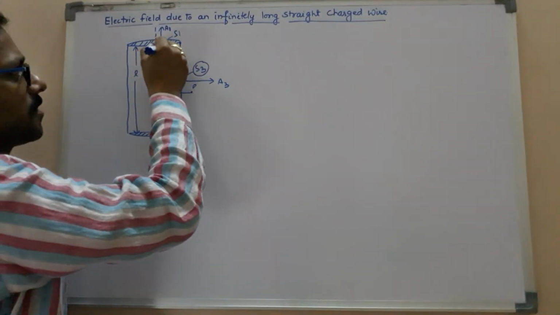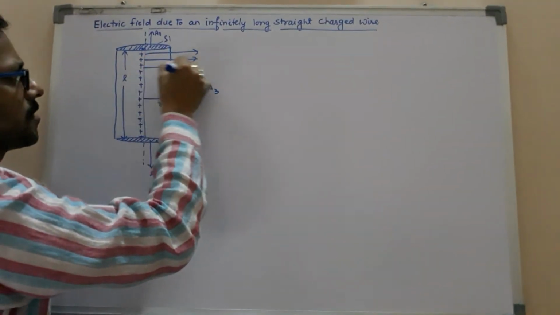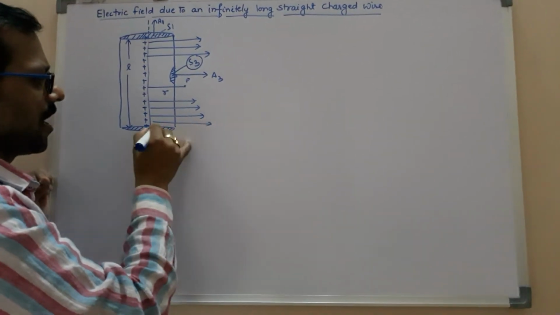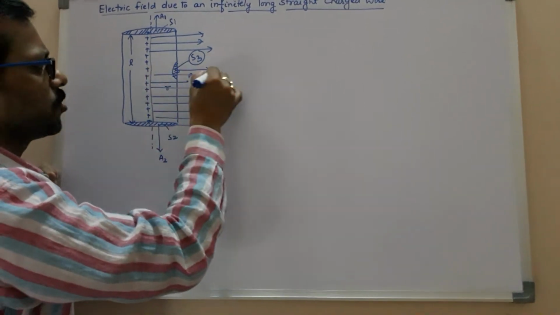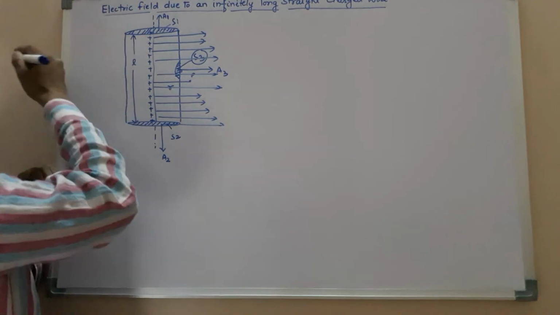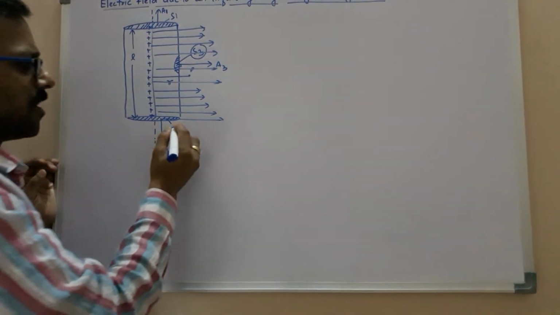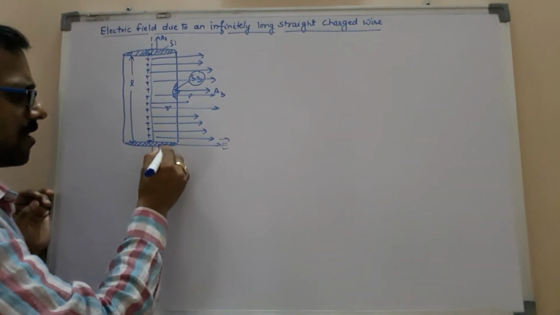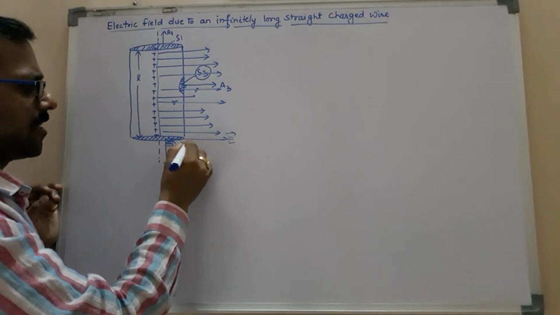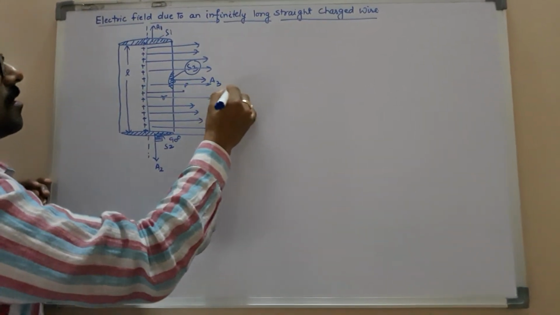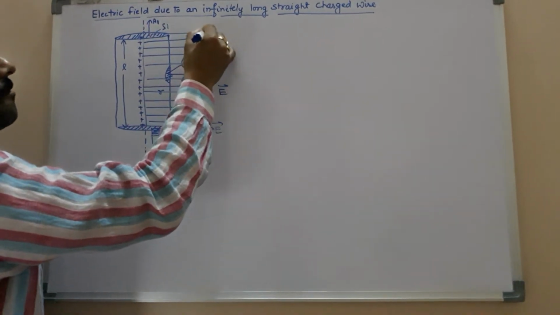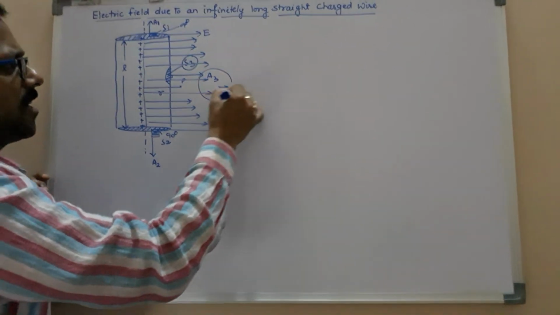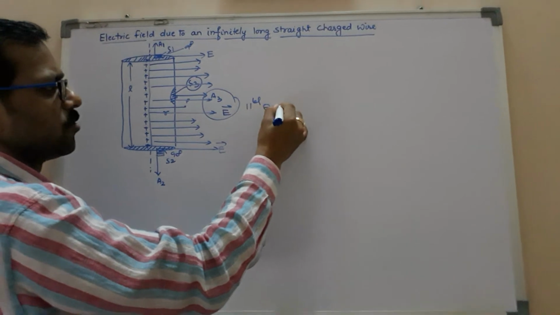If you talk about the direction of the electric field lines, they are always outward for a positively charged wire. So these are all electric field lines, which you can show on the right side as well as the left side, moving outward. Now if you see the direction of the electric field line and the area vector, between E and A2, what angle are you getting? 90 degrees. Between E and A1, again 90 degrees. And between E and A3, they are parallel to each other, so the angle is 0 degrees.